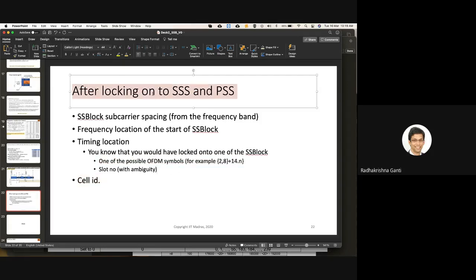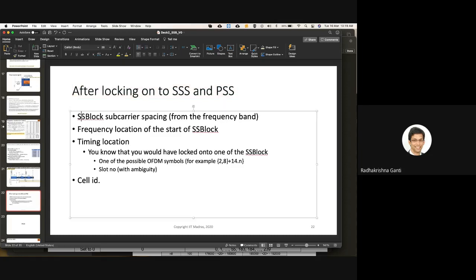So once you lock onto the SSS and PSS, these are the four things you know. Of course, the timing location is still not clear. You don't know which half frame you are in. You don't know all those details. That you will know only when you decode the MIB. But we'll do that in a minute.